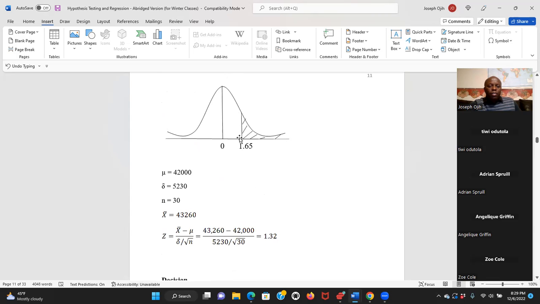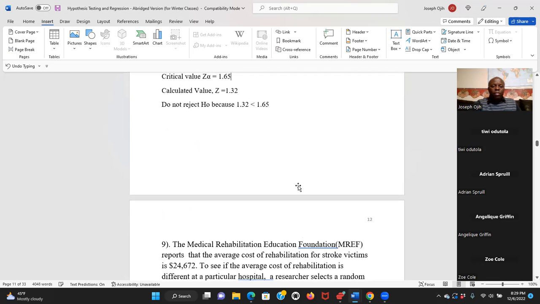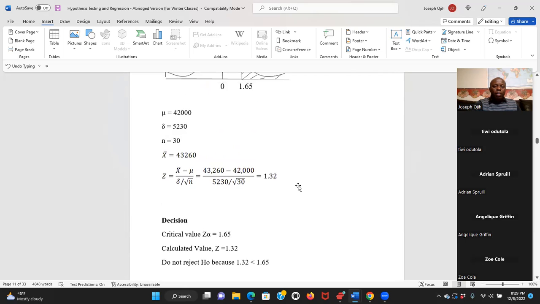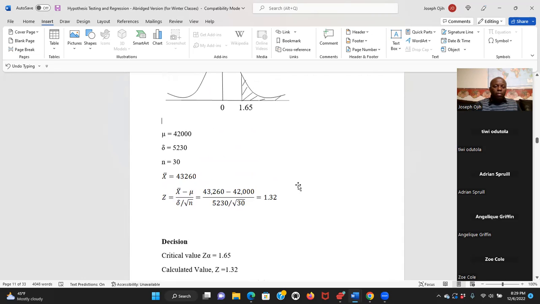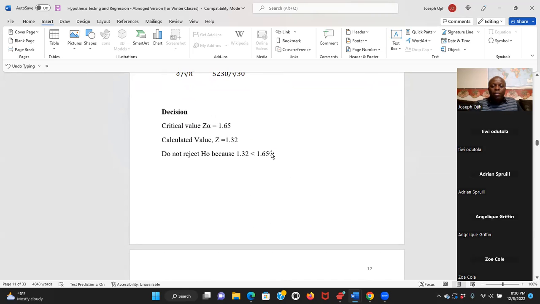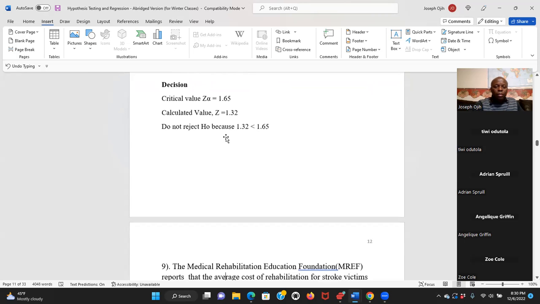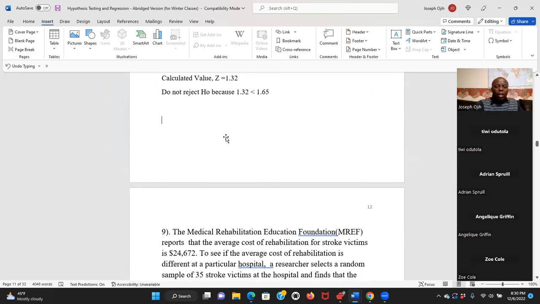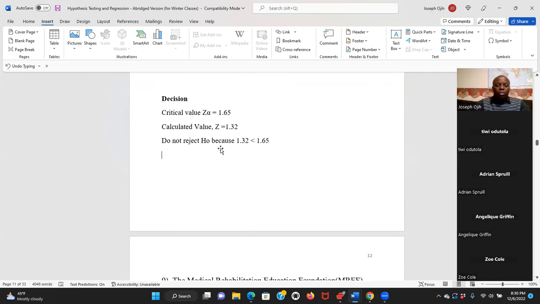You can even see it here. This is 1.65, and our answer is 1.32, so you can see it right here. It does not fall in the rejection region. It falls somewhere here, not in the rejection region. That's why we say do not reject. We have made our decision: do not reject. Then let's conclude.